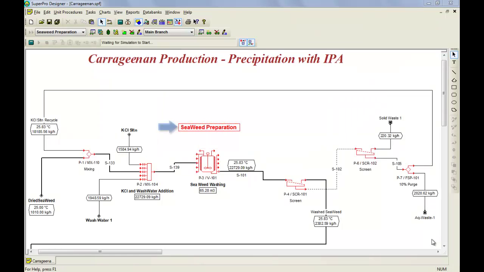The purpose of the seaweed preparation section is to remove sand and other impurities from the surface of the seaweed. The process begins with an initial mixer which washes the seaweed with recycled potassium chloride solution. Fresh water and potassium chloride are also added in the loop. The slurry is sent into an agitated tank and is later passed through a coarse screen, which separates the solution from the seaweed particles. At this point, most of the potassium chloride solution is recovered and recycled, and the washed seaweed particles are sent to the extraction section.